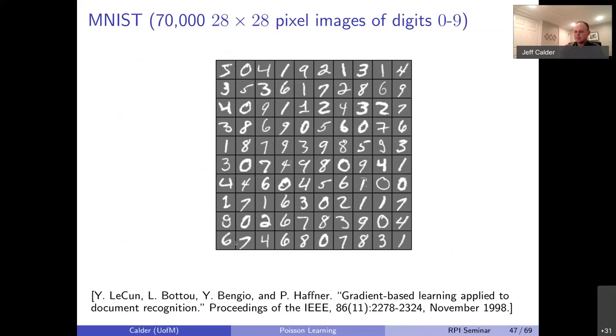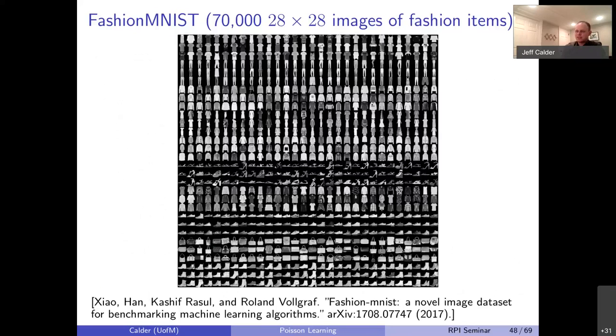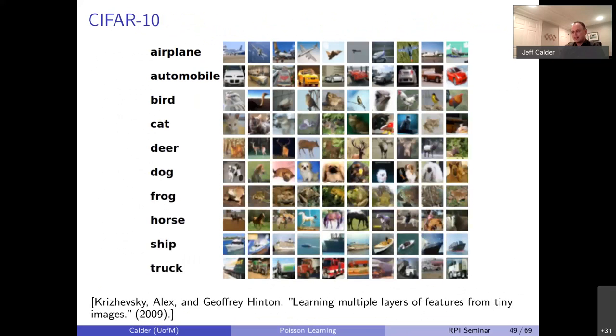So we tested on MNIST. We also tested on FashionMNIST, which is a drop-in replacement for MNIST. So same number of images, same size of images, same number of classes, and so on. But the classes are now different items of clothing, and the pictures are taken from a fashion catalog. And we also tested on Cifar-10, which is more realistic images from a lot of different classes. This is a much more complicated, harder data set to work with.